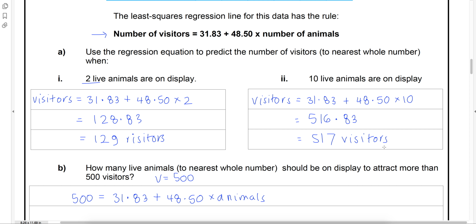So what we've just done is made a prediction using our least squares regression line. That's what the regression line is. It's not going to give us the exact amount of visitors that there will be. It's not about that. It's not fortune telling. What it is giving us is an estimate or a prediction using the data that we have.